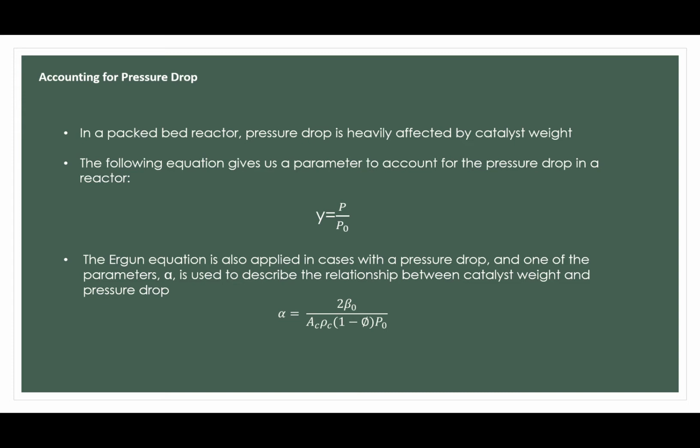As you can see, the Ergun equation is applied in these cases with a pressure drop, and it relates things such as the superficial velocity and the spacing between all of the catalysts to the pressure drop in the equation. So the alpha is a parameter that we use in that equation, and the equation is shown below for alpha. And as you can see, it's dependent on the cross-sectional area, as well as the density and the void fraction.